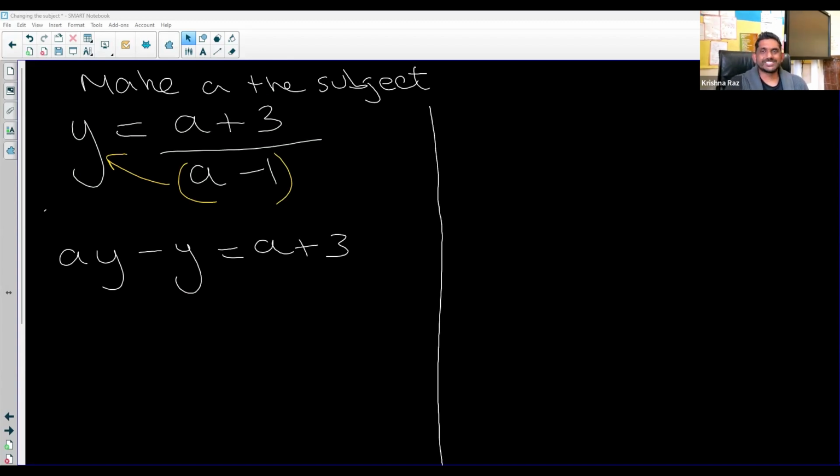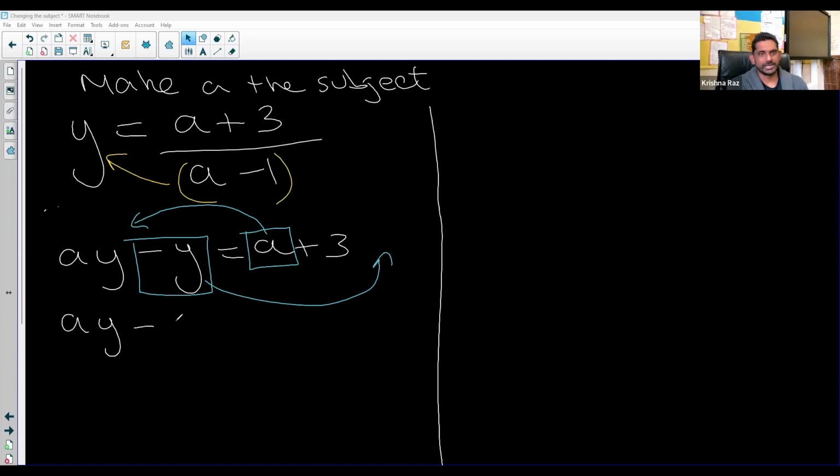So what would the next logical step be if we're trying to make a the subject? That's right. We would want to put the a's on the same side. So if I bring this a to the left and then move anything that doesn't have an a in it to the right, I'm going to subtract a, which will give me ay minus a. I'm going to add the y, which will give me y plus 3.